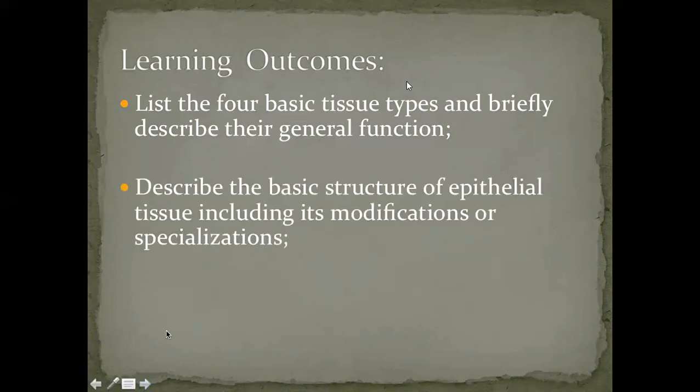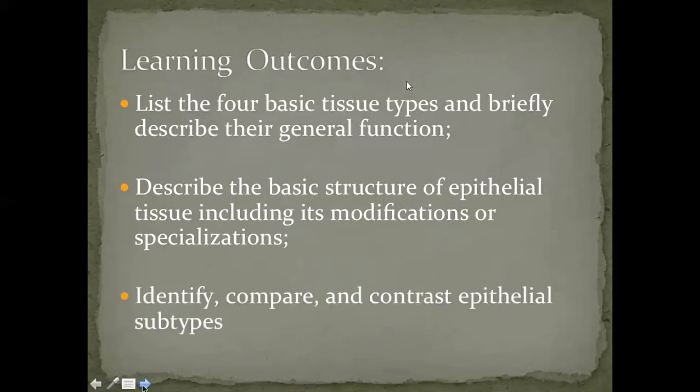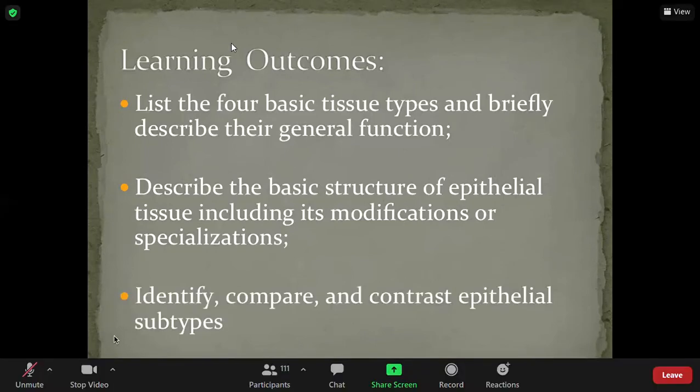Second is to describe the basic structure of epithelial tissue, including its modifications or specializations. Number three, you have to identify, compare, and contrast epithelial subtypes. So these will be our learning outcomes for this lecture.